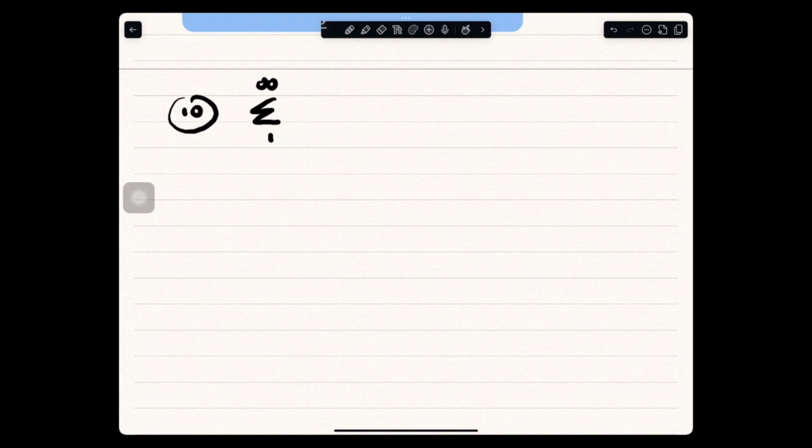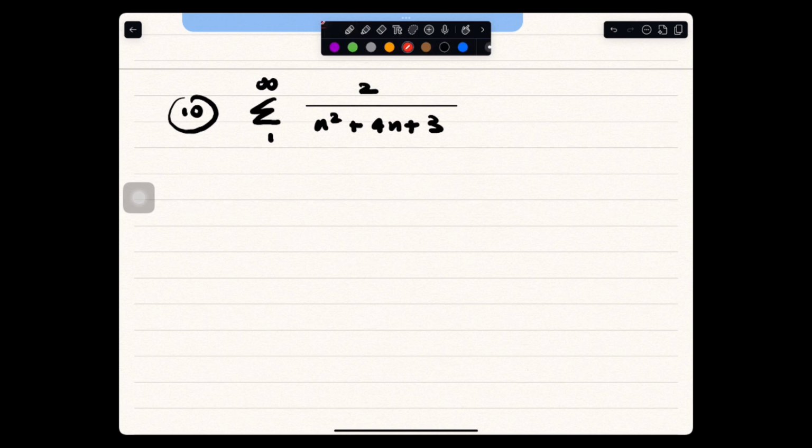Start at 1, end at infinity. We now have 2 over n squared plus 4n plus 3. Again, notice that this particular series is not what? It's not geometric.